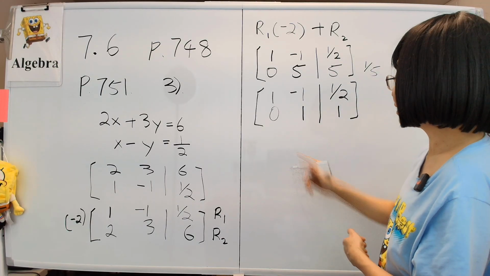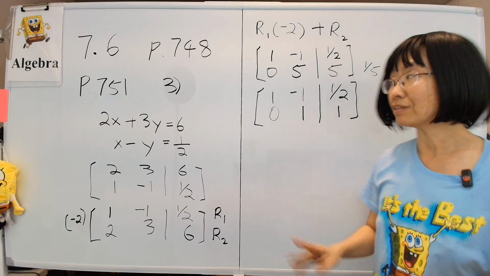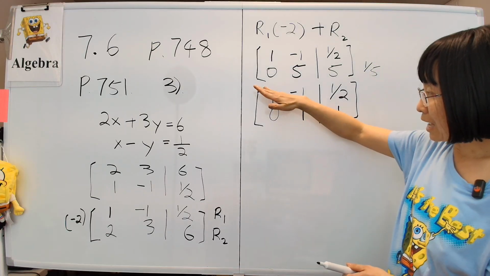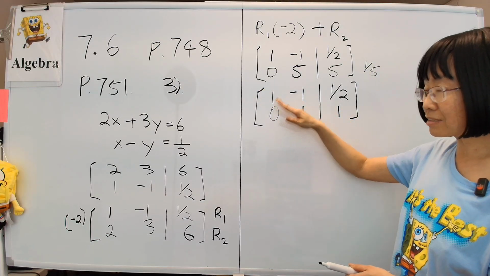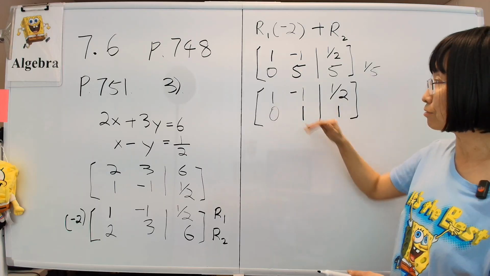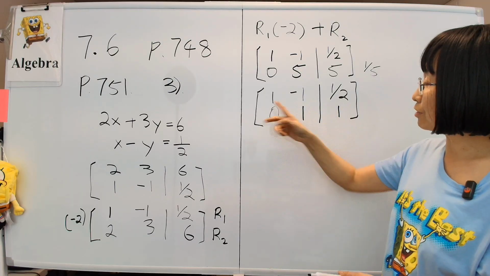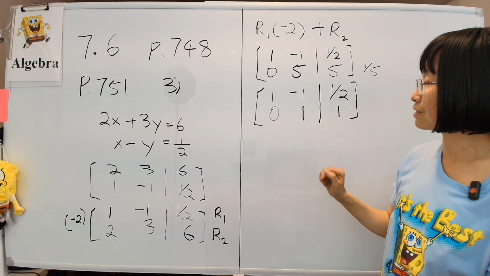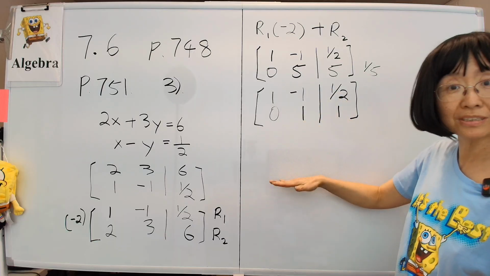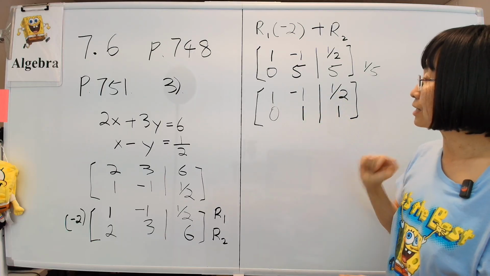So we have achieved the row echelon form, which means there has to be 1 down the diagonal, and anything under the 1s has to be 0. Since we only have a 2 by 2, there's only one 0. If we had a bigger matrix, there would be more zeros down here. And whatever's up there is fine.